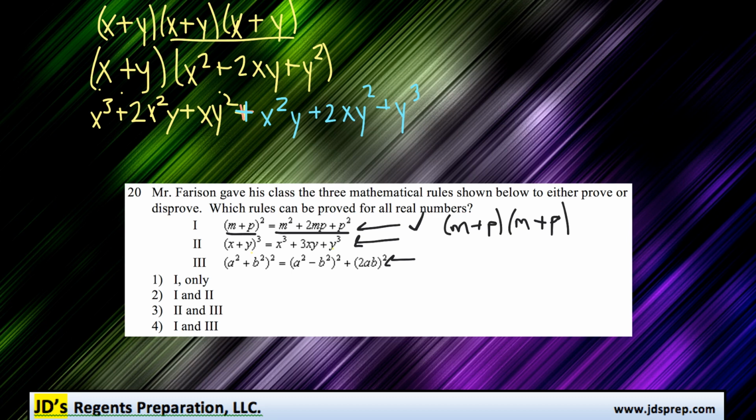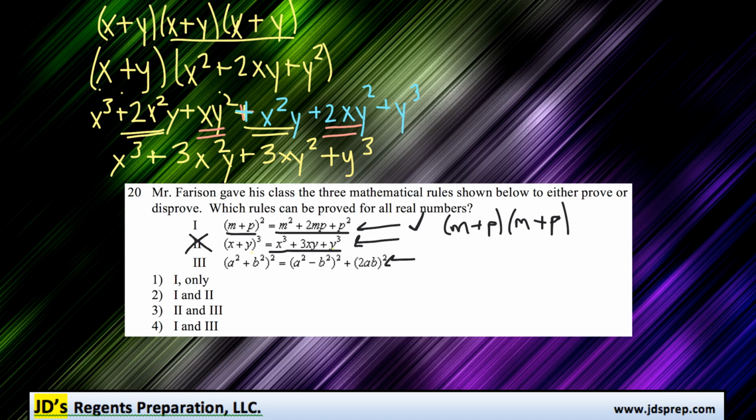Let's see if there are any common terms here we can combine. We've got an x squared y term and an x squared y term here, and then there's also an xy squared and an xy squared. So we can combine some of these things. We'd have x cubed plus 3x squared y plus 3xy squared plus y cubed. We can see that does not quite match what they had written down here. Well, not even close, really. So number 2 is clearly incorrect.